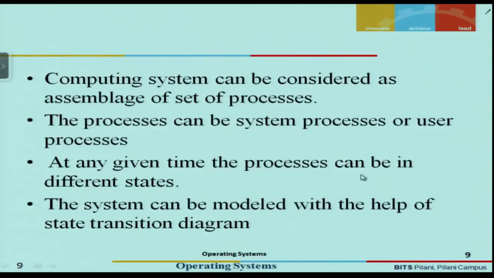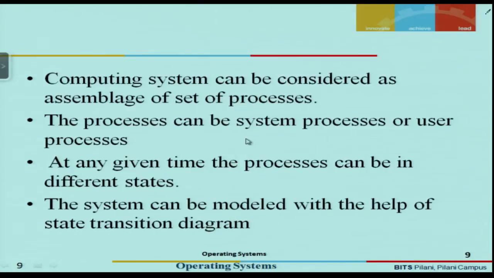Let us see, we have seen what a process is, and from the system perspective, we have seen that in a multiprogramming environment there can be a lot of processes in memory. So it would not be wrong to say that a multiprogramming system is an assemblage of a set of processes, and these processes can be of 2 categories.